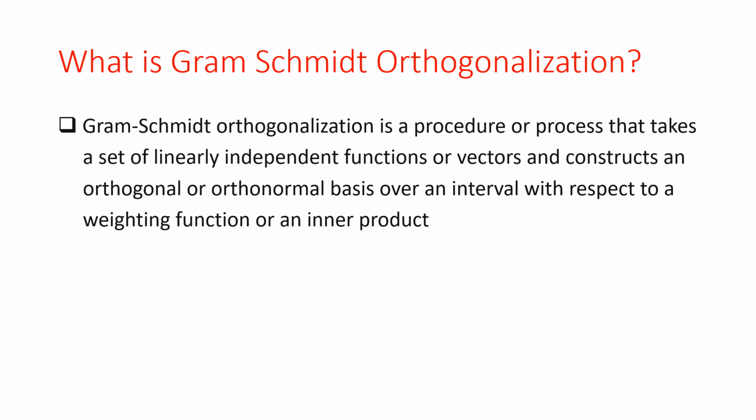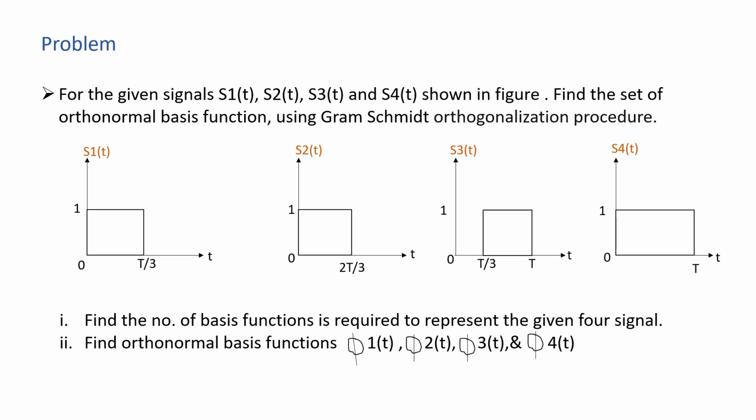Moving on to the next slide. Let us discuss a problem using Gram-Schmidt orthogonalization. In the above displayed question, they have given four signals, that is S1 of t, S2 of t, S3 of t and S4 of t. The sub-questions are: find the number of basis functions required to represent the given four signals, and find the orthonormal basis functions, that is phi 1 of t, phi 2 of t, phi 3 of t and phi 4 of t.